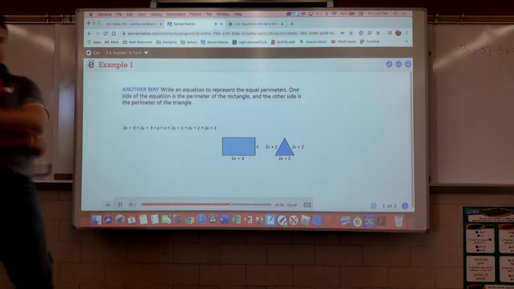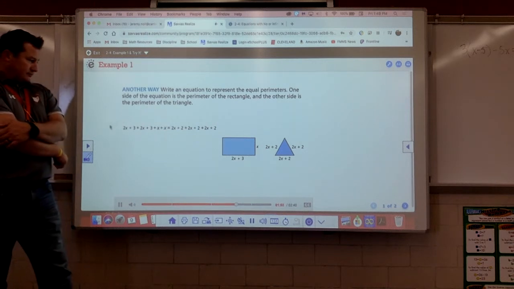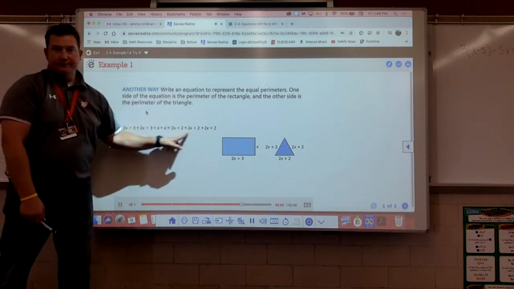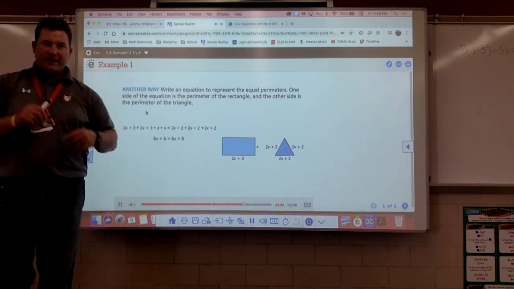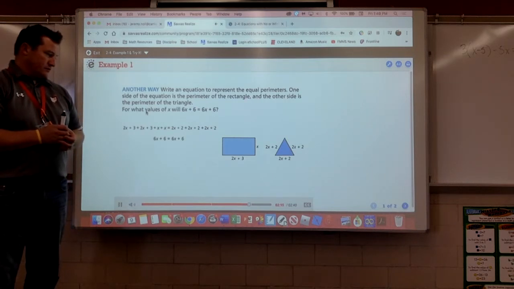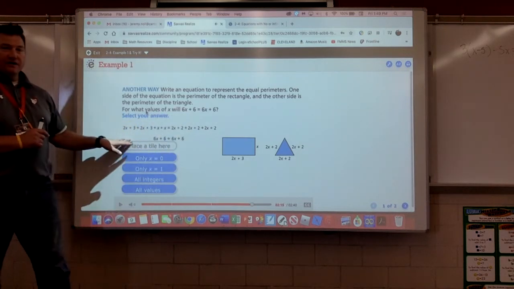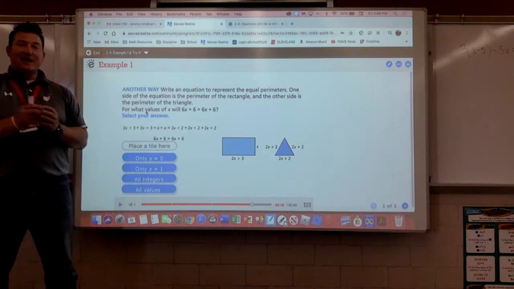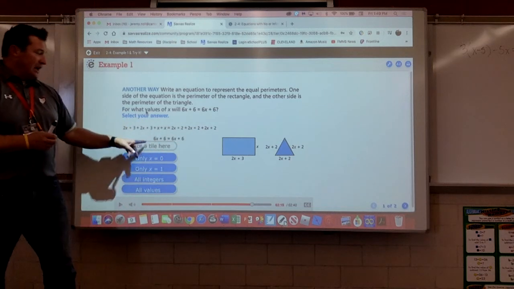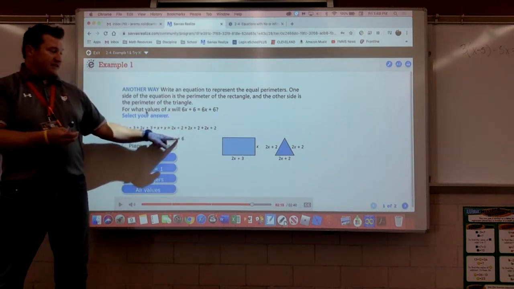Another way to solve the problem is to write an equation that represents the equal perimeters. One side of the equation is the perimeter of the rectangle, and the perimeter of the triangle is on the other side. You can solve by using inverse operations and properties of equality. For what values of x will 6x plus 6 equal 6x plus 6? Okay, so guys, all they did, again, I know this is tough to see, is combine like terms on the left-hand side, that's for our rectangle, and the right-hand side for our triangle. And then it turned into these matching expressions, 6x plus 6 and 6x plus 6.